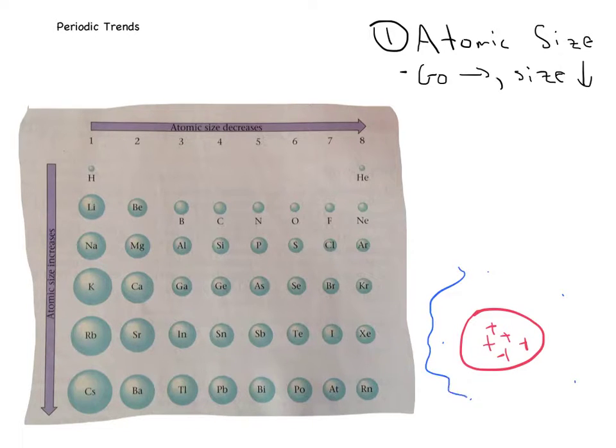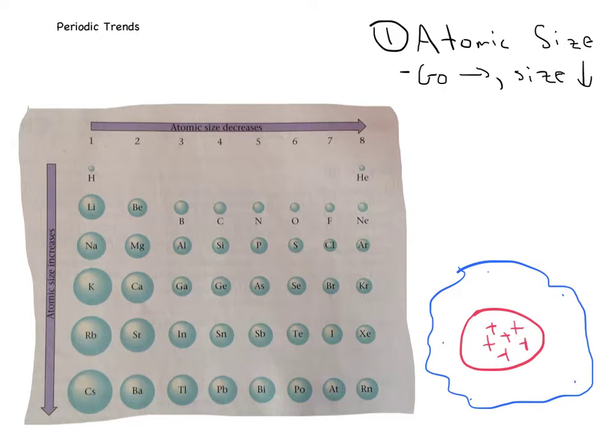Now remember, that energy level is not an orbit like a planet, but it's a space where the electron might be. But as you go from left to right across the periodic table, what you're doing is you're adding a positive charge each time you go over one element, which means the nucleus, and this is not to scale, 99% of the atom is the electrons in terms of size. So I just made the nucleus much bigger than it really is to help see this.